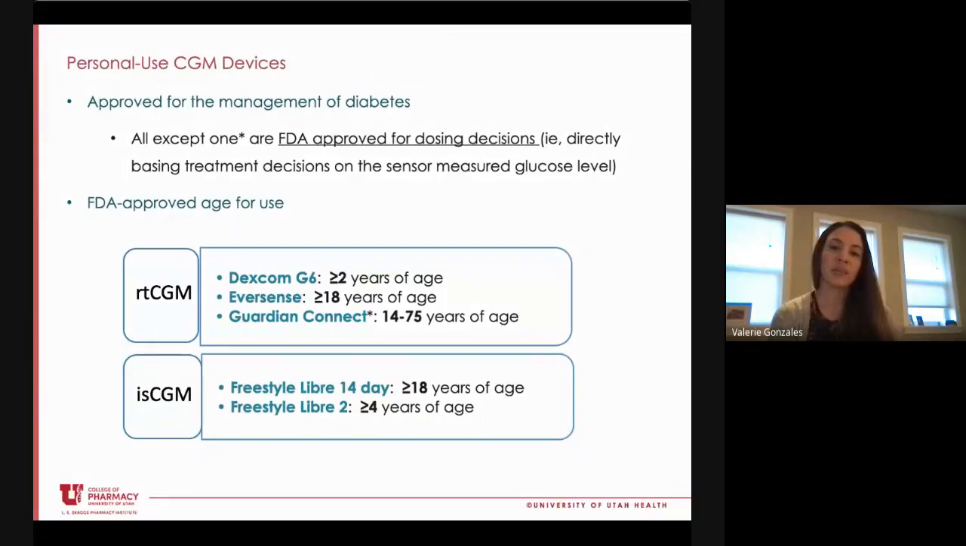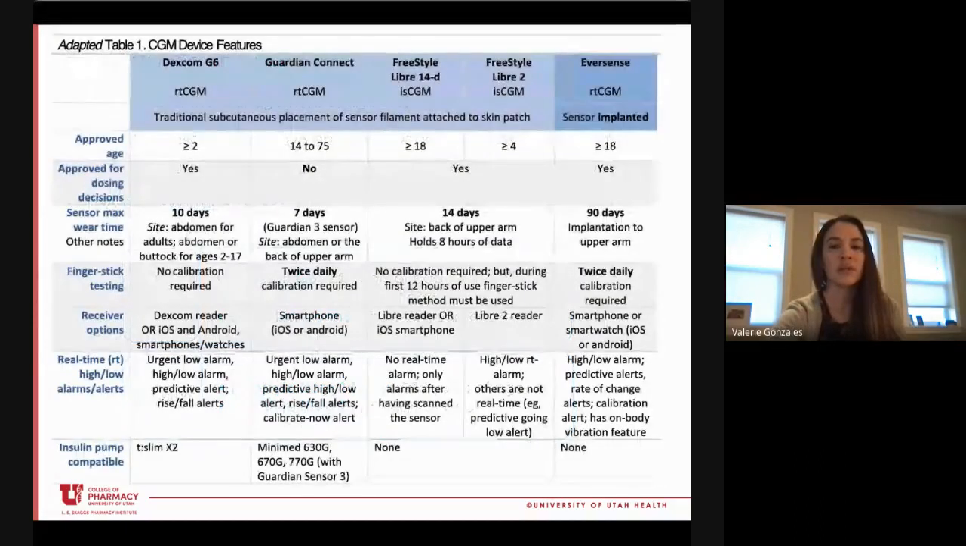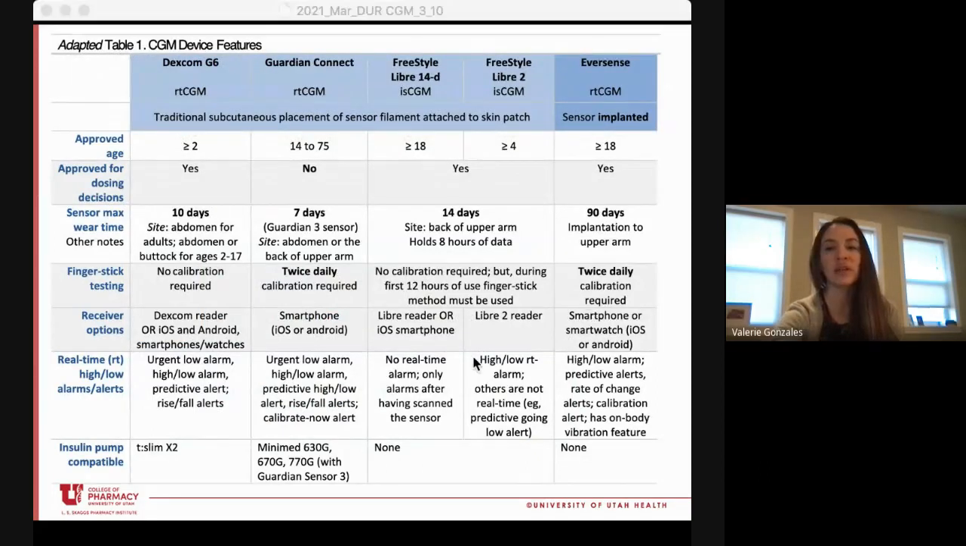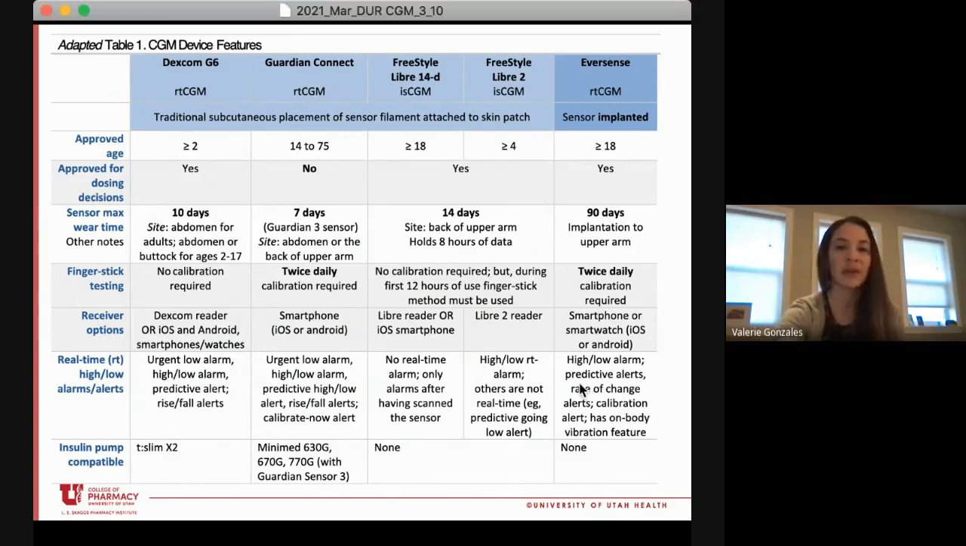The FDA approved age for use of each device differs between products. Each is approved for adults, and we have 3 approved for pediatric patients. Table 1 of the report on page 8 summarizes additional key features that differentiate products. Eversense is the single device where the sensor is fully implanted under the skin by the healthcare professional in a clinic procedure, whereas for the other devices, the sensor is transcutaneously placed by the user.